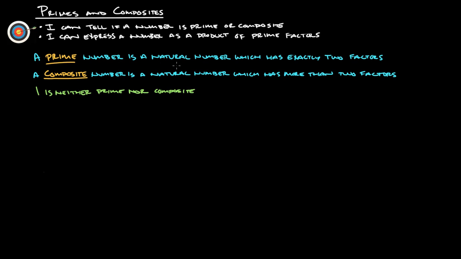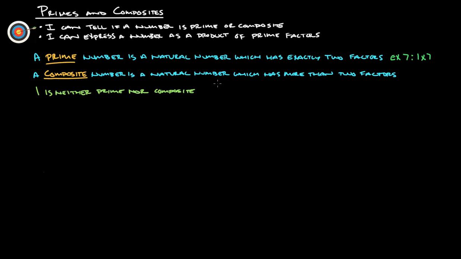A prime number is a natural number which has exactly two factors, and those two factors are always going to be itself and 1. For example, we've got 7. 7 is 1 times 7. So the two factors of 7 are 1 and 7, and that's what makes it prime. The only two factors are 1 and itself.